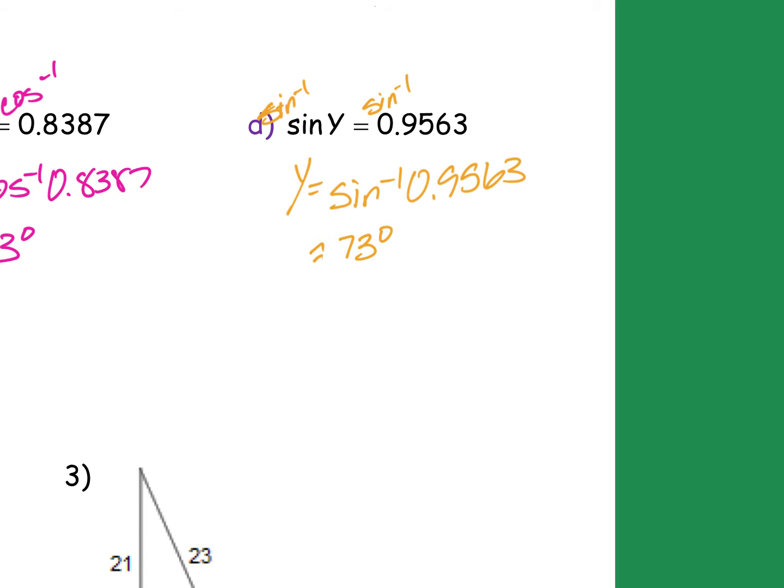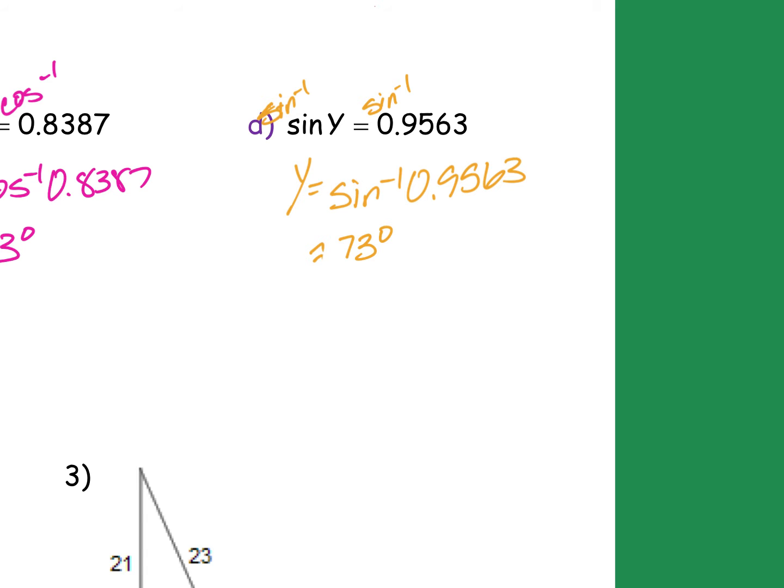Okay, 73 degrees. Questions? How do you change the mode? You go up to the little wrench button, and push, and degrees should be highlighted at the bottom. It either says radians or degrees. You want it on degrees.